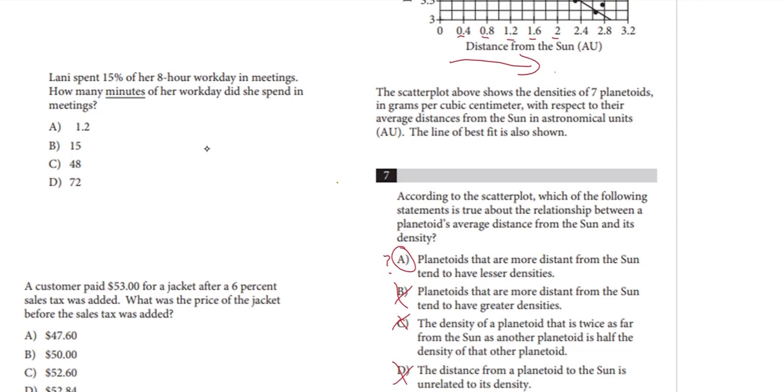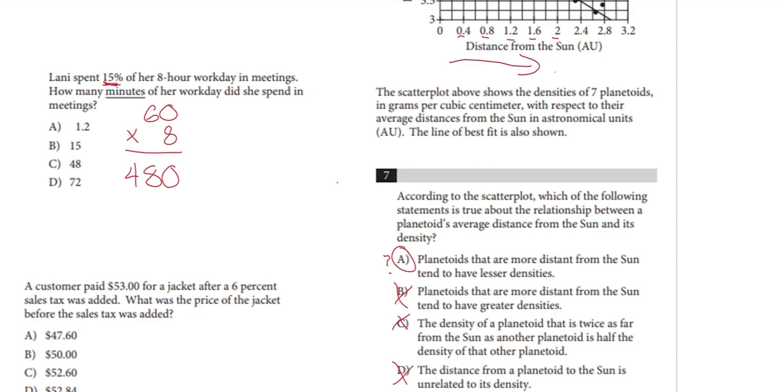Here we have that Lonnie spent 15% of her 8-hour workday in meetings. How many minutes of her workday did she spend in meetings? So first we want to turn her 8-hour workday into how many minutes it was. We know that there's 60 minutes in an hour, and she worked for 8 hours that day. If we multiply 60 times 8, this is going to be 480.